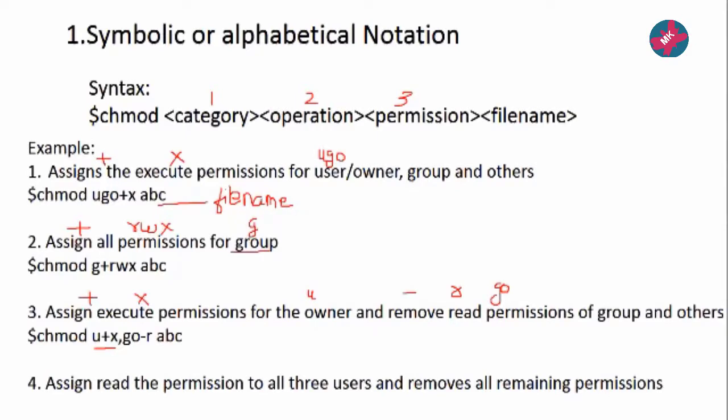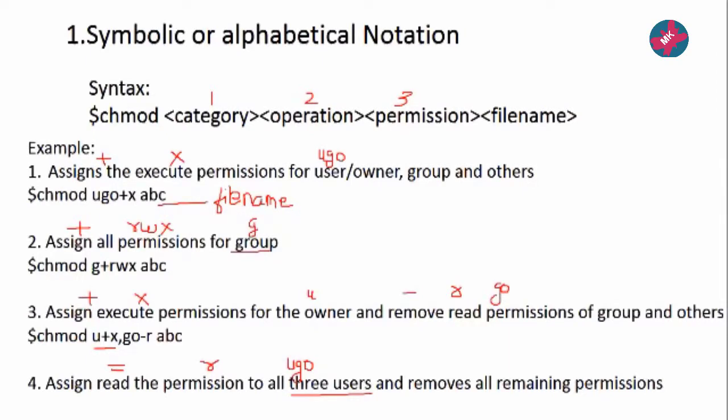The last example here: assign read permission to all the three users and remove all remaining permissions. Now this is some kind of an absolute instruction. Means no other privileges are to be given. Only read permission is given to all three types of user. So in such a scenario, we will be using the equals to symbol. This is for the absolute permission.